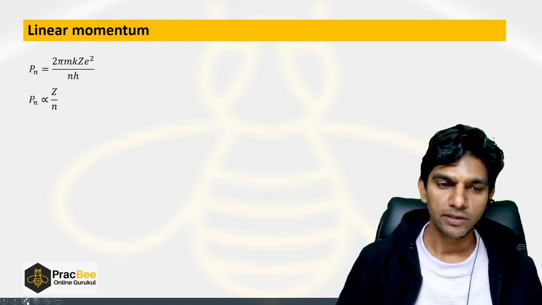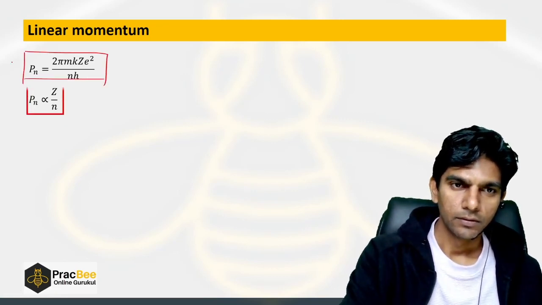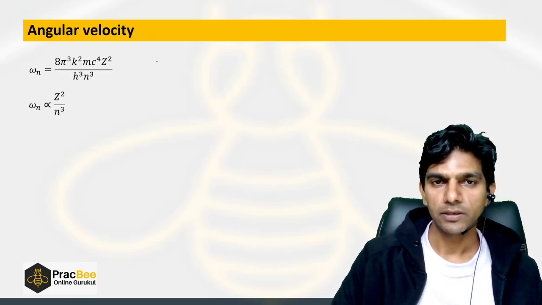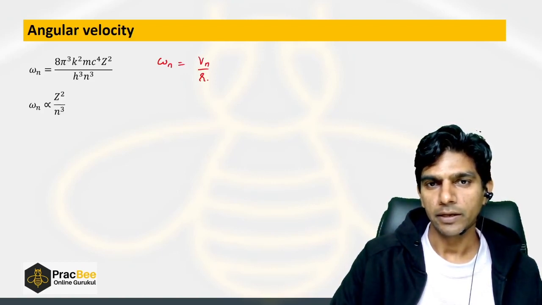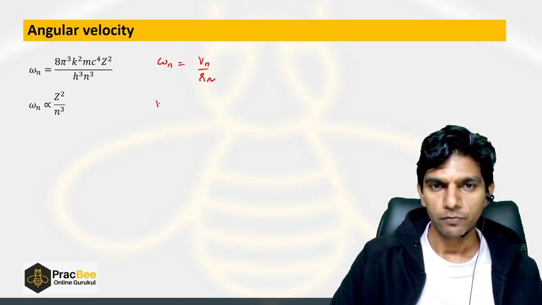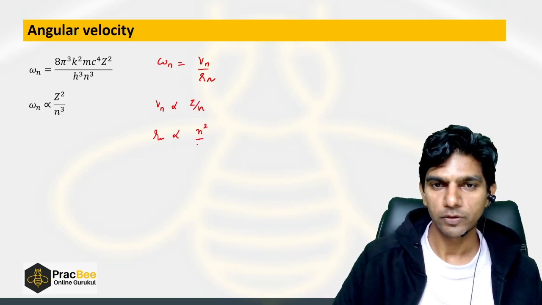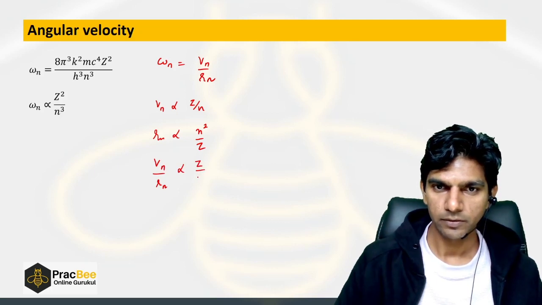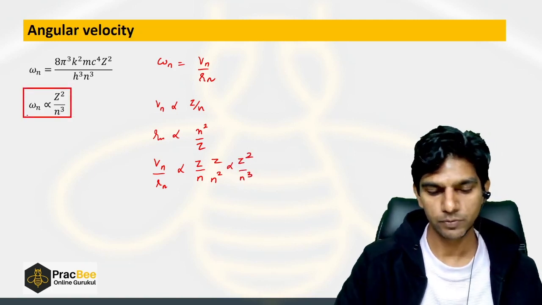Now the linear momentum is nothing but mass times the velocity. So it becomes this, and you have to remember this proportionality Z by n. Angular velocity is nothing but Vn by Rn. And we know that Vn is directly proportional to Z by n and Rn is directly proportional to n square by Z. So if we take the ratio of these two, then it becomes Z by n times n square by Z, so this will be Z square by n cube. Okay, so do remember this proportionality.